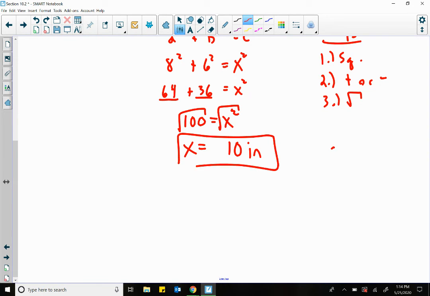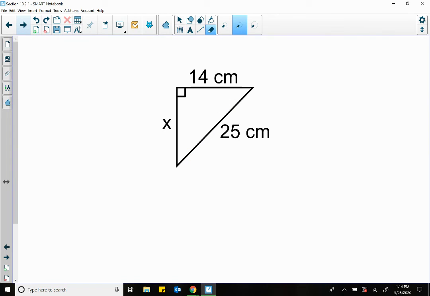There you go. 3 steps. After you plug in, you're going to square, then you will add or subtract, and then you will square root both sides. Don't forget the label. Okay? Easy peasy, Pythagorean theorem. All right, your turn. Go.